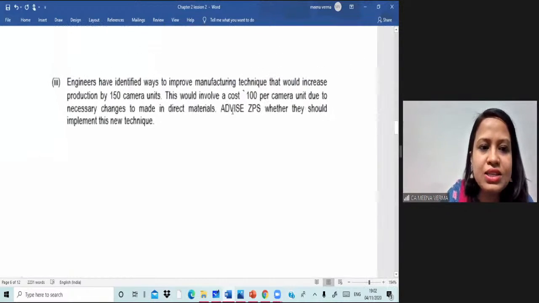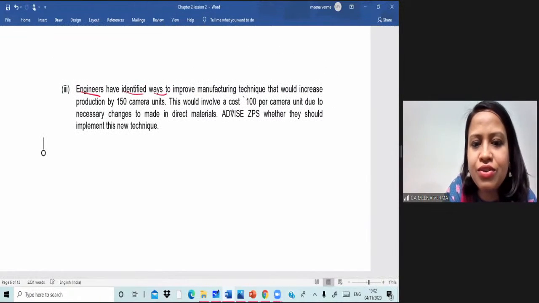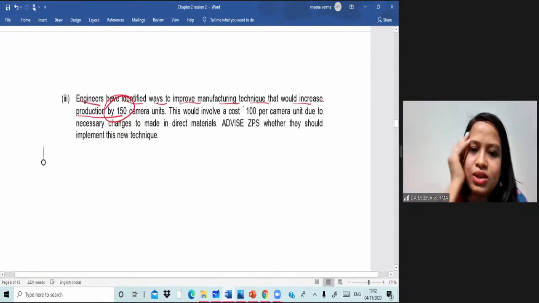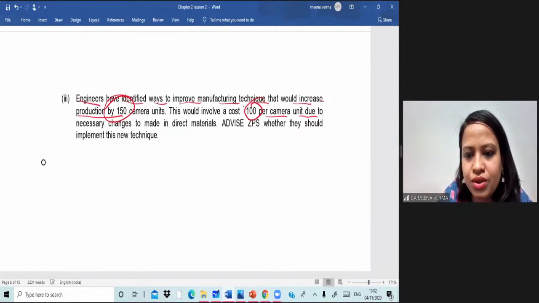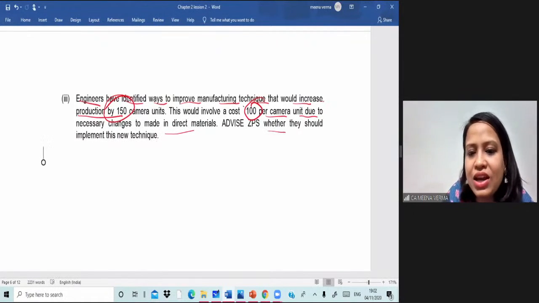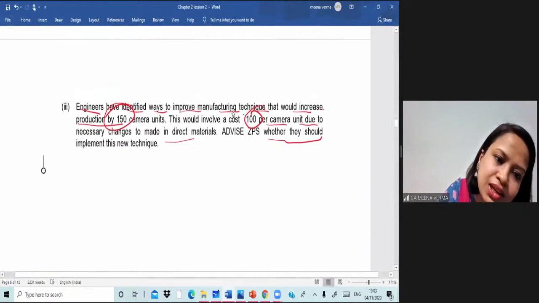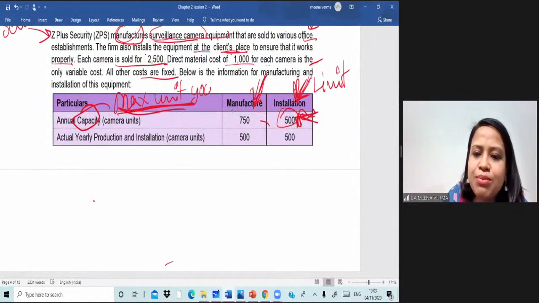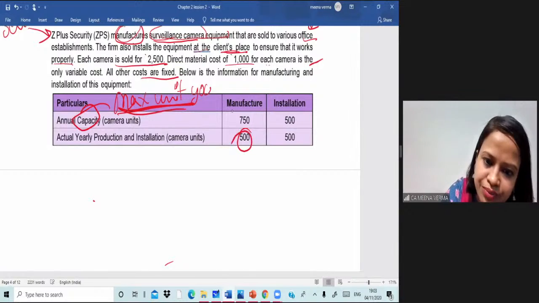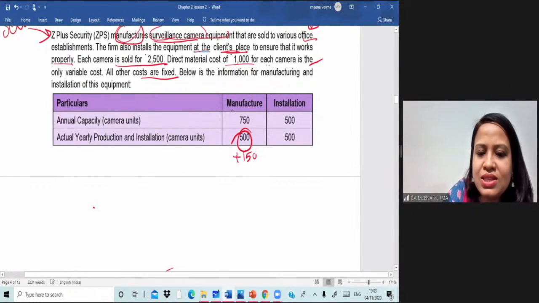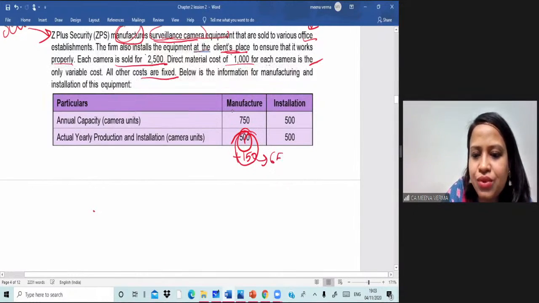In the third part, they're asking: engineers have identified a way to improve the manufacturing technique that would increase the production by 150 cameras. This would involve a cost of 100 per unit due to necessary changes to the indirect material. Advise whether they should implement this technique or not. Right now the company manufactures 500 units, but it can increase production by 150 more units, which means the organization can produce 650 units.